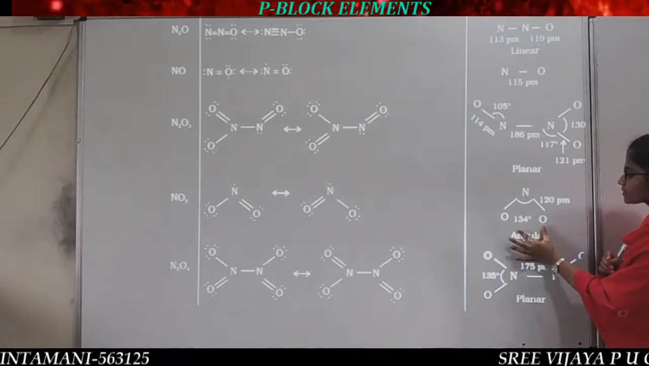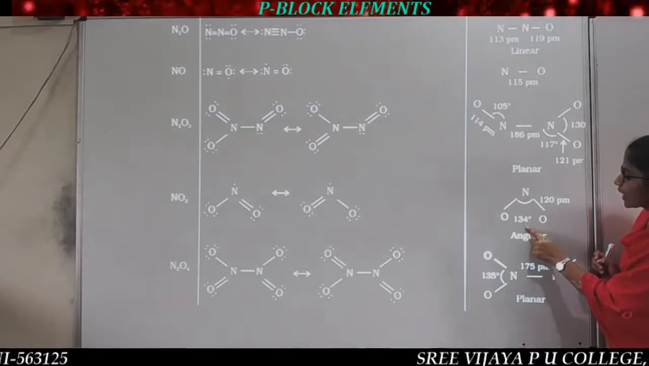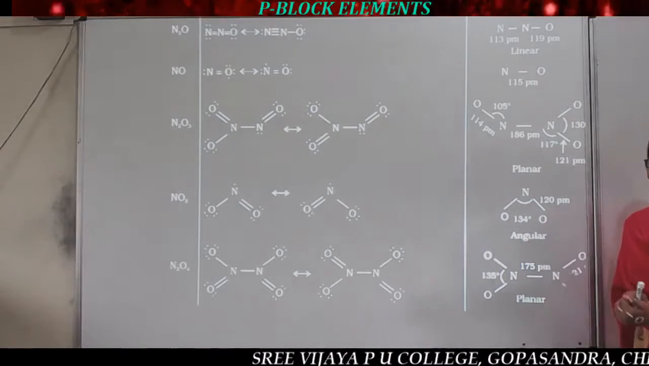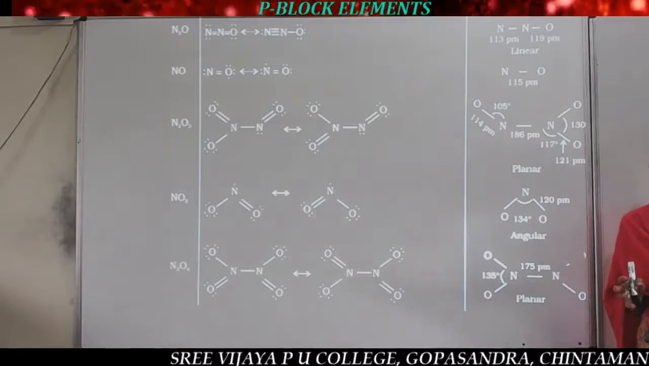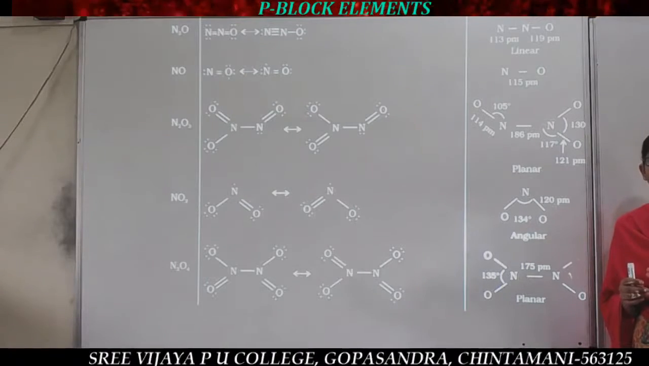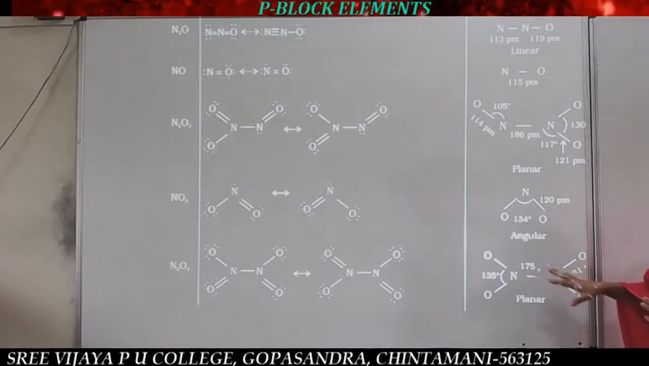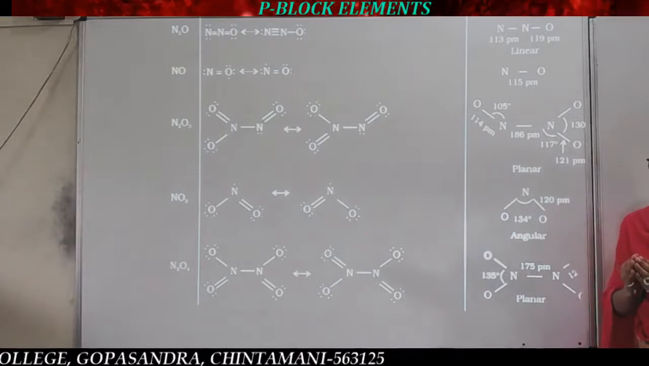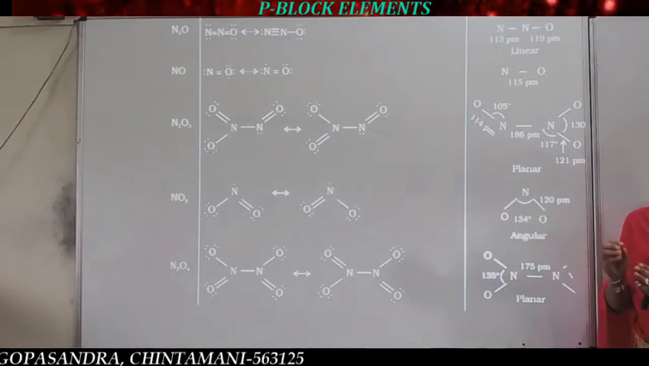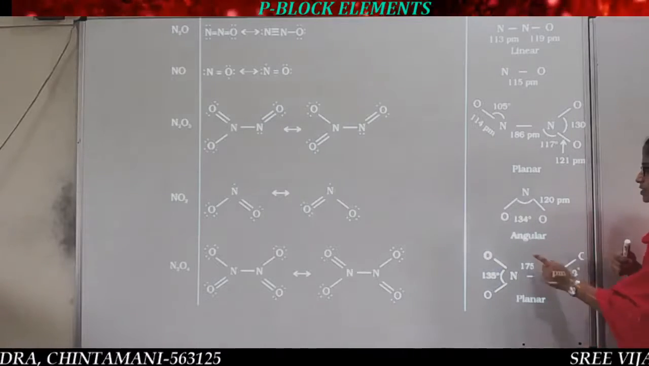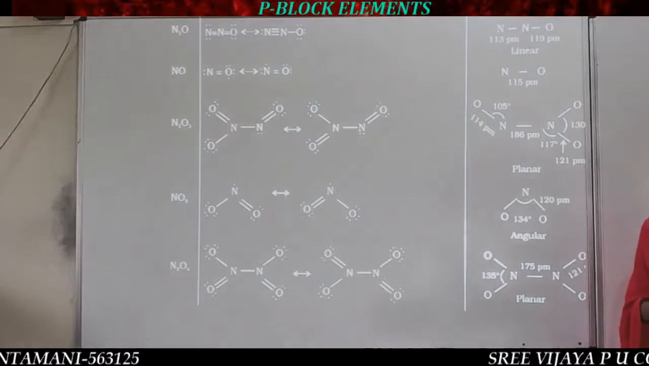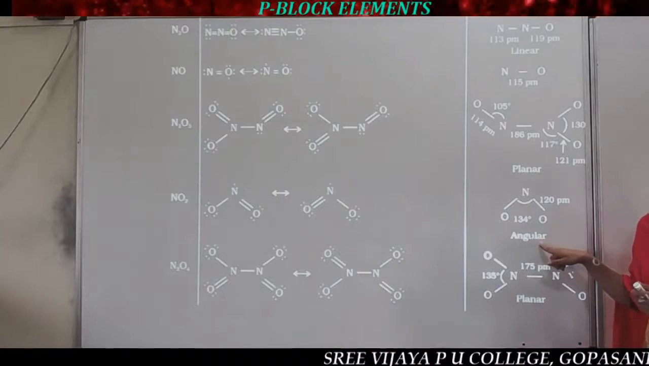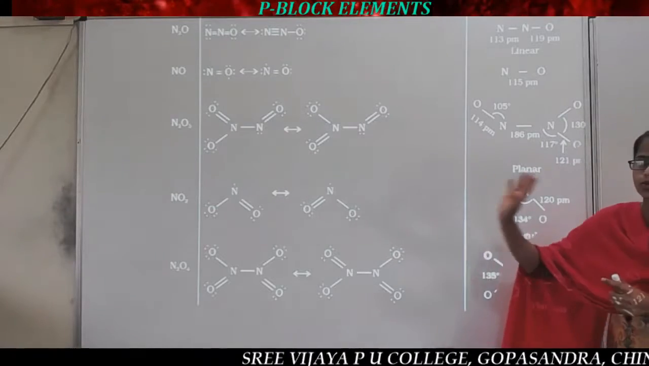Again, based on this structure, the bond angle between oxygen, nitrogen and oxygen is equal to 134 degrees. This is the bond angle between three atoms: oxygen, nitrogen and oxygen. Next, based on the presence of lone pair and bond pair and the resulting structure, the molecule occupies an angular structure. The shape of the molecule nitrogen dioxide is angular.